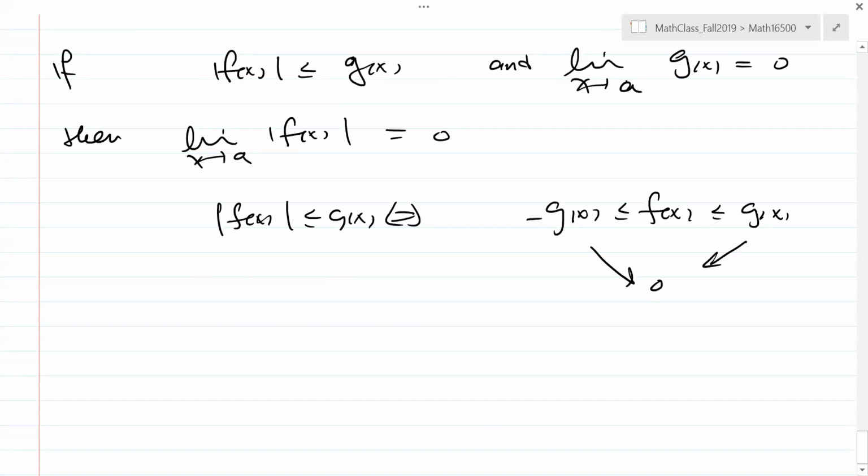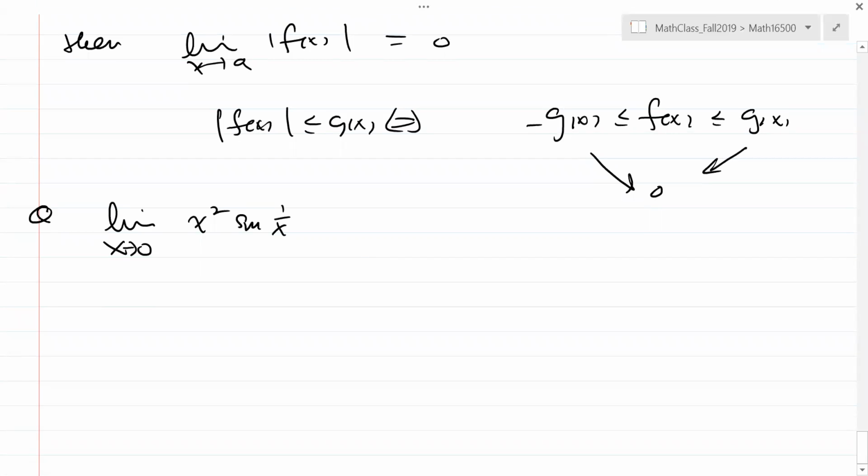So let's apply this theorem to some examples. Okay. So here, find the limit as x approaches 0 of x squared sine of 1 over x. It's hard to tell the value of sine of 1 over x as x approaches 0. As x approaches 0, sine of 1 over x has no limit, okay? So the limit does not exist. Why? Can you explain to me why the limit of sine of 1 over x does not exist when x approaches 0?